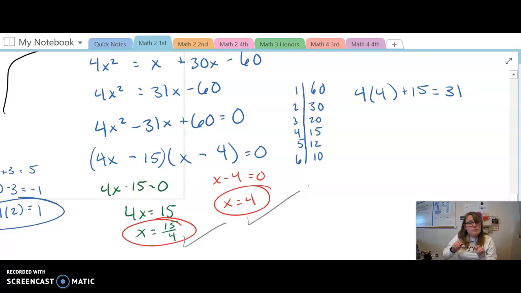Alright, one thing I do want to mention is that sometimes we won't get these nice quadratics, so you might have to use the quadratic formula. Things from previous units will come back, so make sure you know that quadratic formula and how to use it.